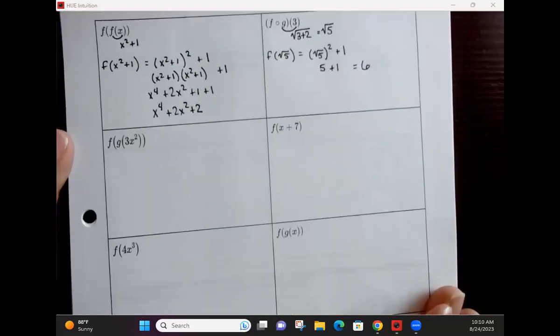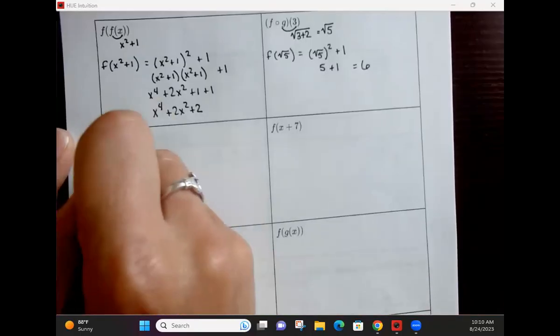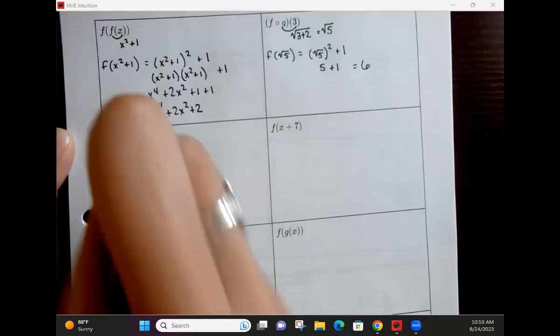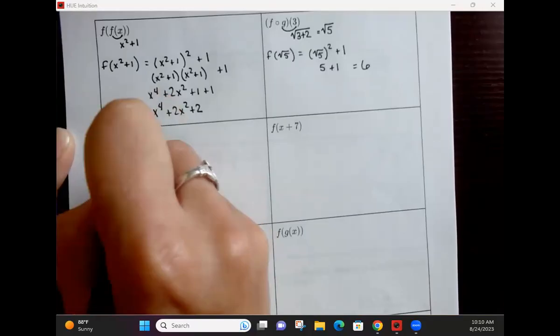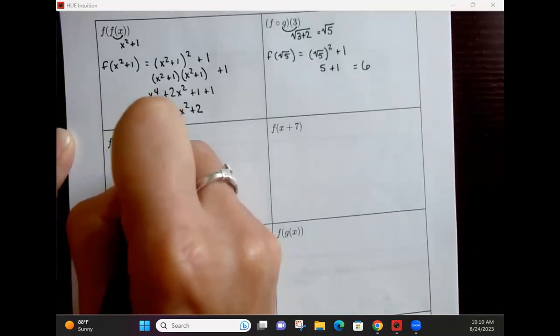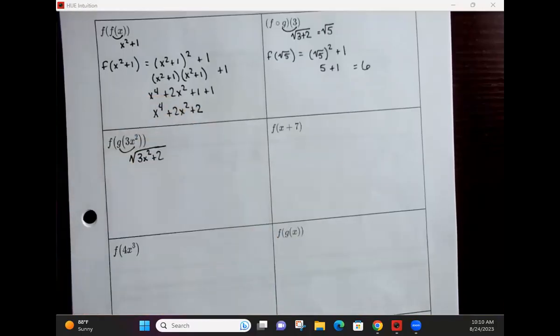Alrighty, let's keep going. F of g of 3x squared. So I'm going to start with g. Anywhere I see an x, I'm going to plug in 3x squared. So this would be the square root of 3x squared plus 2, and that is all under the root. And then I'm just going to leave this. It looks messy, but that's okay. I'm just going to leave it as it is.